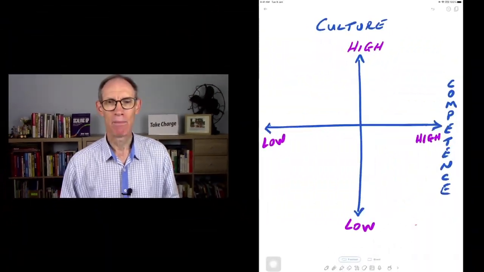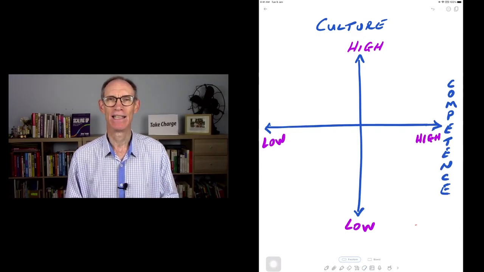Back to culture and competence. These two things are obviously necessary, but I thought it'd be interesting to look at maybe the interplay between them. So I drew a diagram, as I enjoy doing, and we can look at it on these axes here.